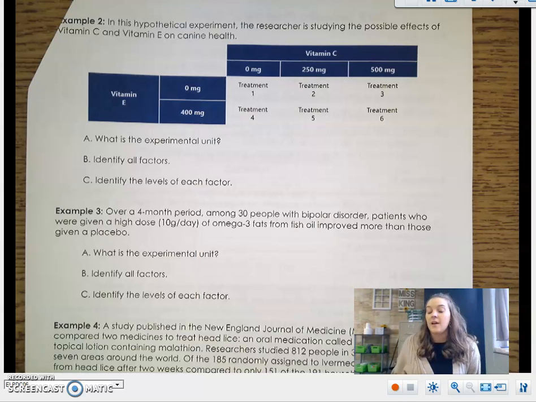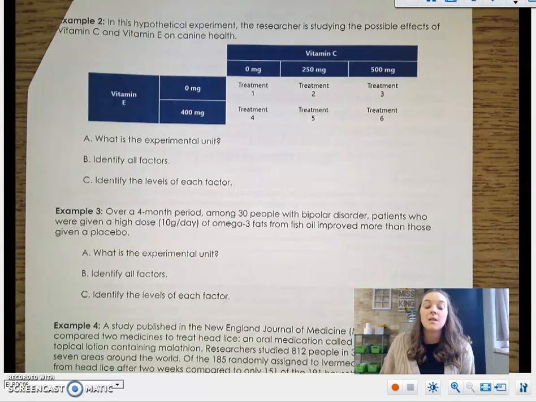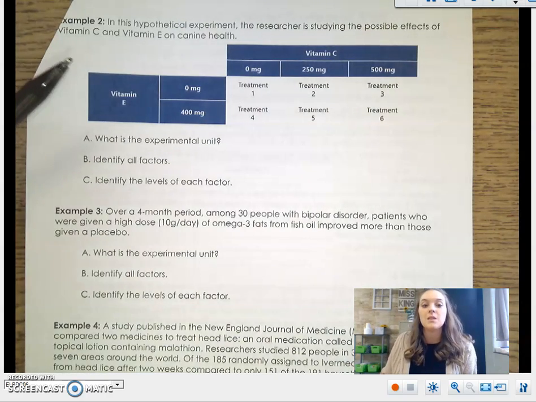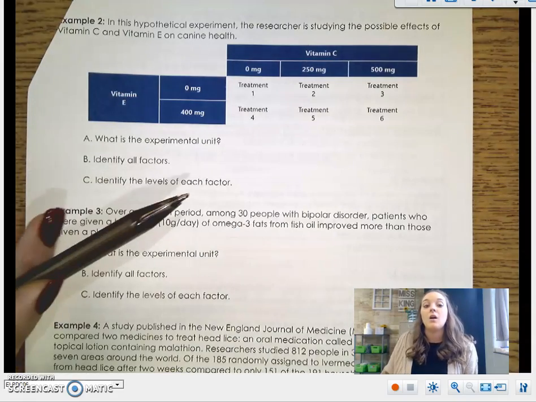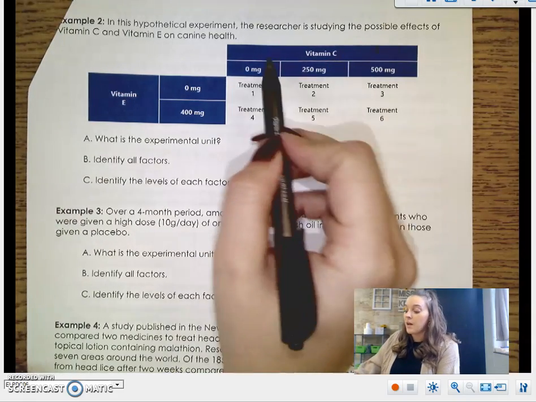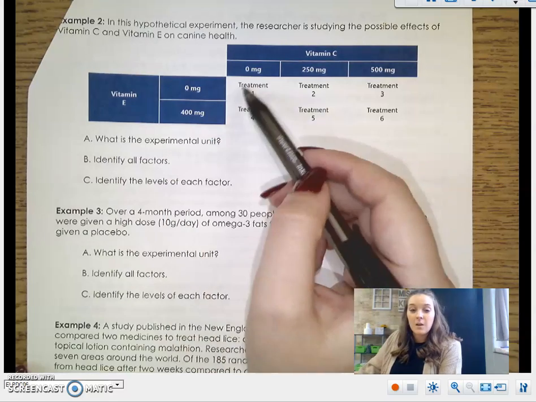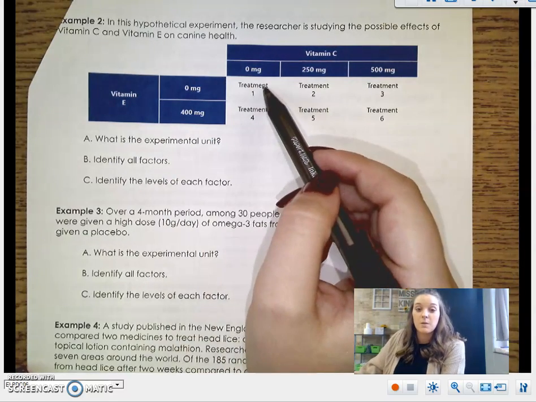Now that we have defined our vocabulary for observational studies and experiments, we can go through some examples of identifying the experimental units, the factors, and the levels of each factor for several different examples. So this first example says, in this hypothetical experiment, the researcher is studying the possible effects of vitamin C and vitamin E on canine health. So we have vitamin C, vitamin E, the 6 different possible treatments.